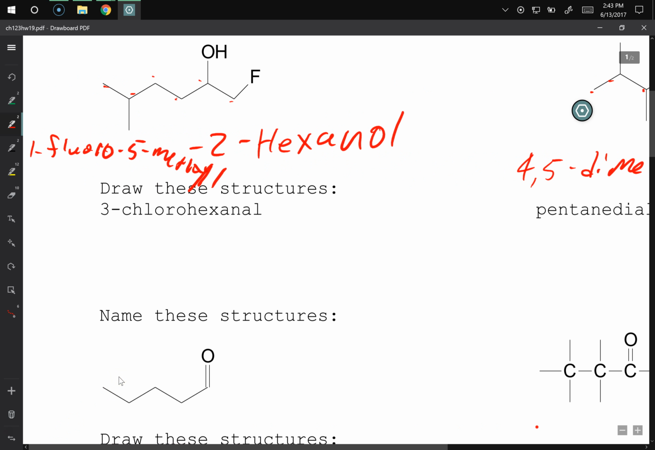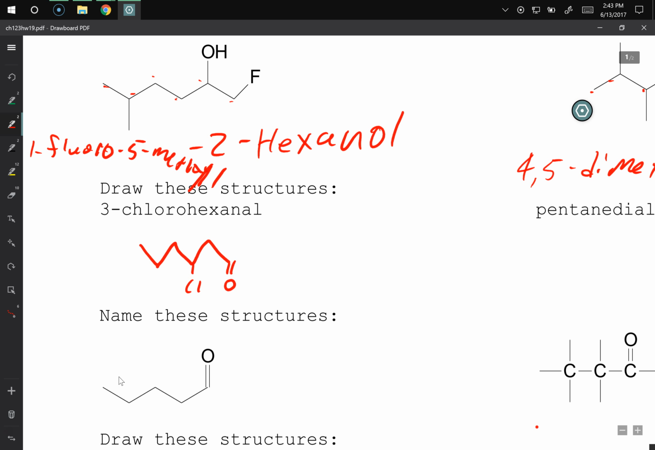All right. So 6, 2, 3, 4, 5, 6. 1, 2, 3. We're okay with that? How did I know where to fix the position of the aldehyde? It's that I didn't say so and it's automatically 1. It's always on the end. It's always terminal. It can't be any place else. Okay.